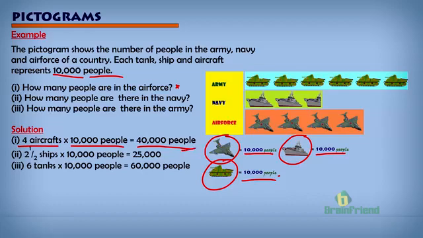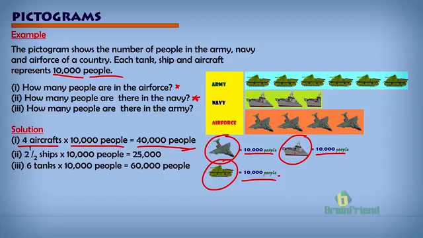The next question says, how many people are in the Navy? Remember, we said that the warship represents the Navy, and of course, each warship represents 10,000 people. So from our pictograph, we'll quickly do a count of the number of warships. We have 1 warship, 2 warships, and half a warship. Together we have 2.5 warships.